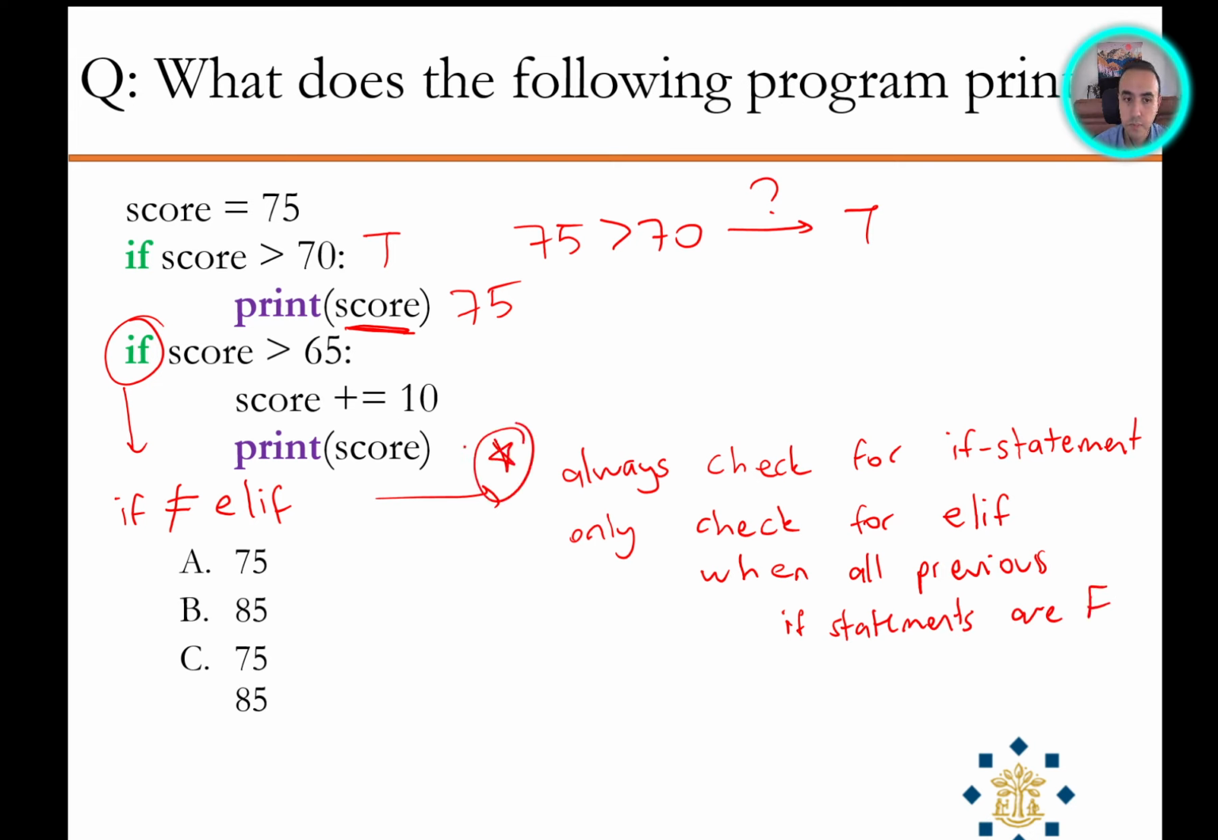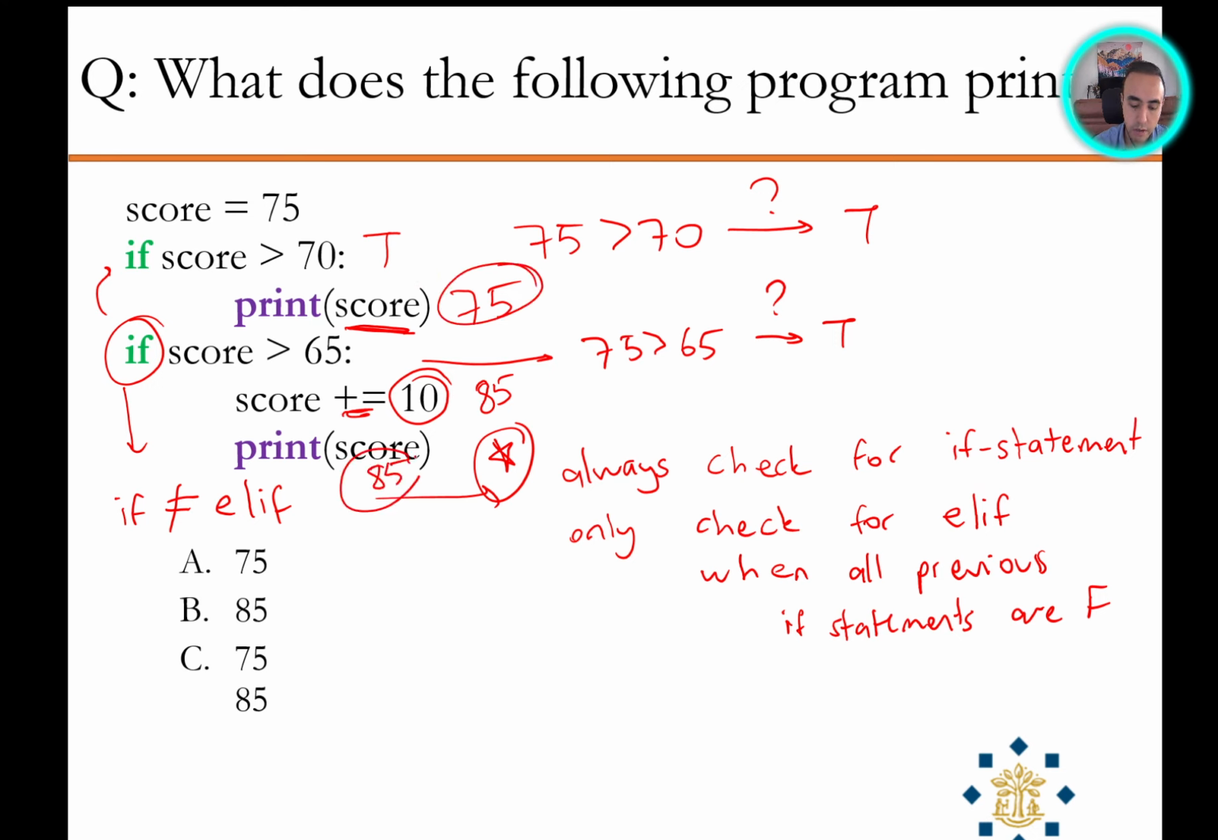This is really important. So this is a standalone if. So it doesn't really matter if the first one is true or false. We don't care. It's just a different if. So we do check 75 greater than 65. That's true. Here we increment by 10. 85, because this is an increment operation, plus equals. And then we print 85 after we print 75. So the answer is 75 and 85. That is C.